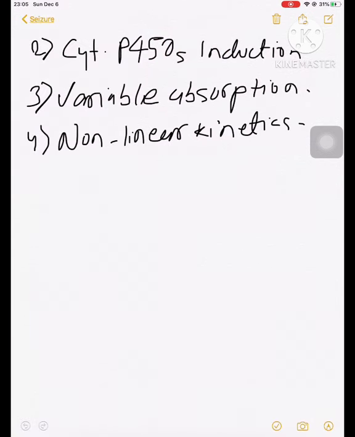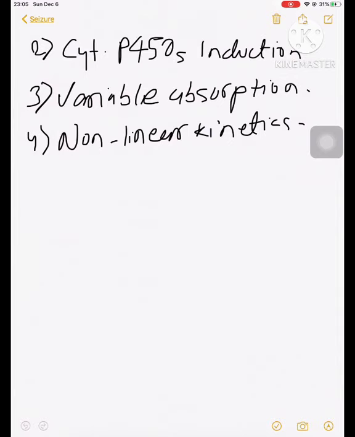Second is cytochrome P450 induction. Induction of these cytochrome P450s will cause an increase in metabolism of some other drugs like oral contraceptive pills and steroids, thus decreasing their efficacy. So if a lady is on phenytoin and is also taking oral contraceptive pills, she might get pregnant despite being on contraceptive methods like the oral contraceptive pill.